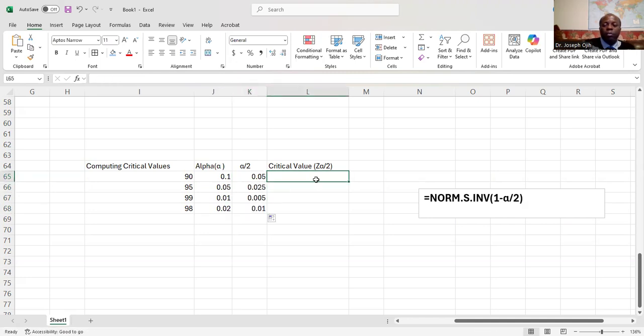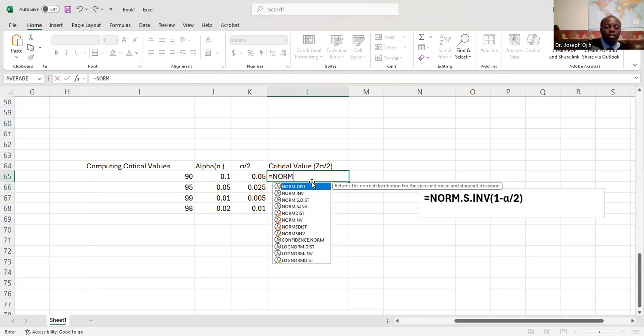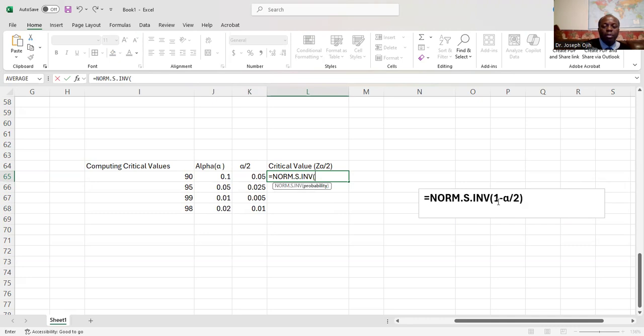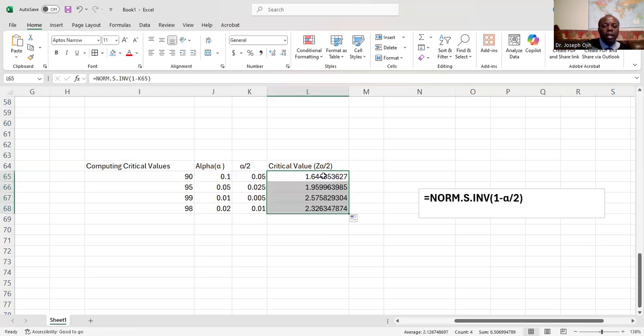Now let's find the critical value, which is the main thing we are looking for here. Again, put the equal sign, then NORM.S.INV. It pops out, double click. 1 minus alpha over 2, which is right here, 1 minus this. Close parenthesis. Press the enter key. Then double click it to get the rest. And then, of course, you make it 2 decimal places. We normally use 2 decimal places. And that's our critical values right there.